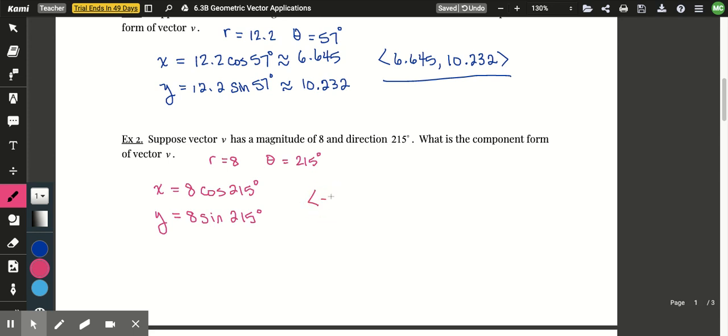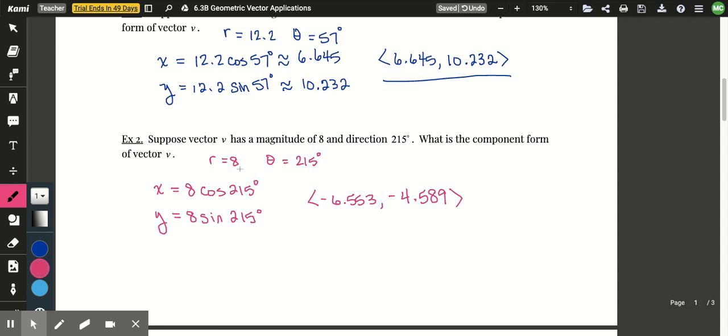So for my x, I got negative 6.553. And for y, I got negative 4.589. And that would be that vector in component form. Now, just a real quick thought about that one. The x and the y both came out negative on that one.